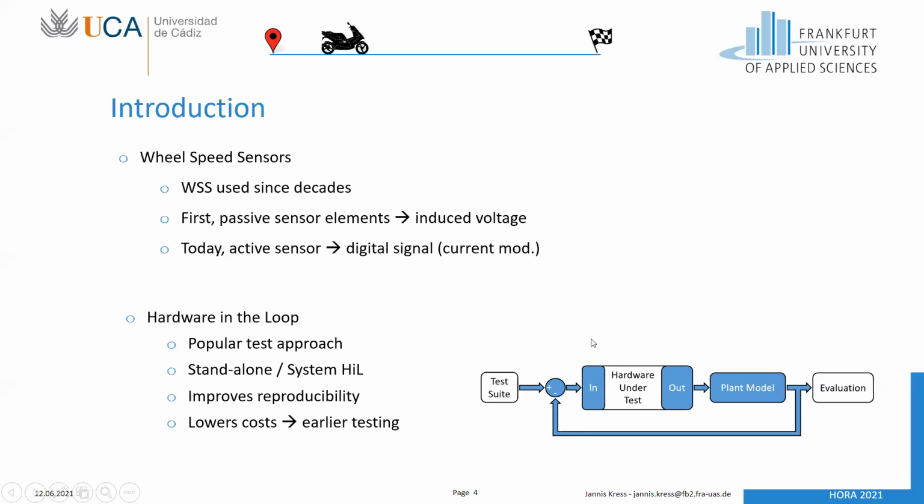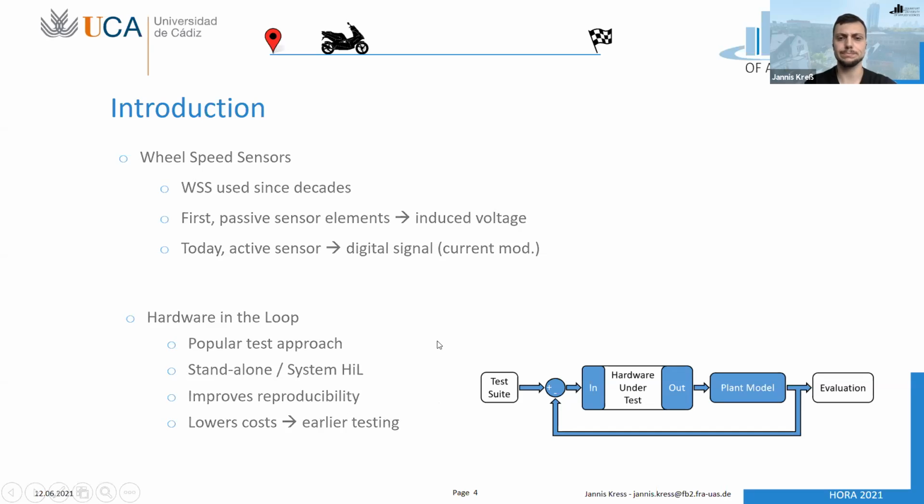The best advantage is that you can improve the reproducibility enormously, because you can test 1,000 times under the same test conditions. This enables you to parameterize or to do better failure detection. And you can lower your costs extremely because you can test earlier. Normally you're testing after your development is done, and here you can test at the same time. So in every development step you can test and save a lot of money.